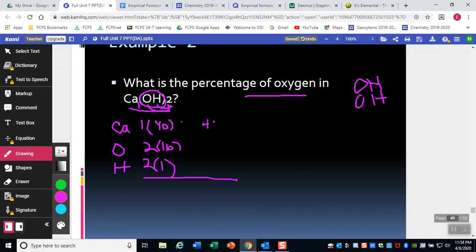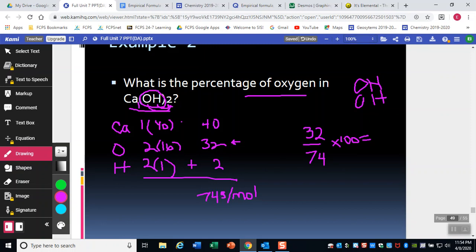Right, going to multiply those out. So 1 times 40 is 40. 2 times 16 is 32. 2 times 1 is 2. And I add that up, so I get 74 grams per mole of my calcium hydroxide. All right. It's kind of nice because I've already figured out how much oxygen I've got. I've got 32. Anytime you do percents, you're just comparing the part to the whole. And that gives you a decimal, so we move it over 2 times.